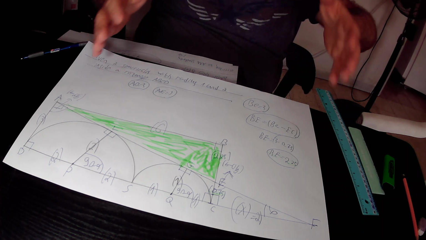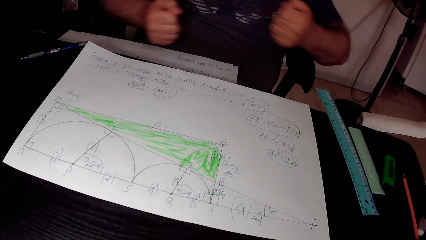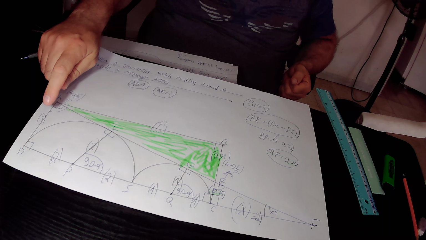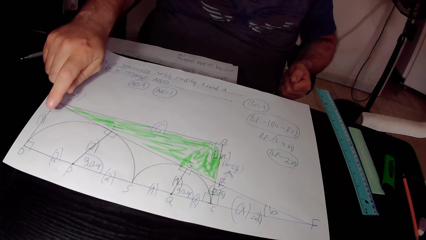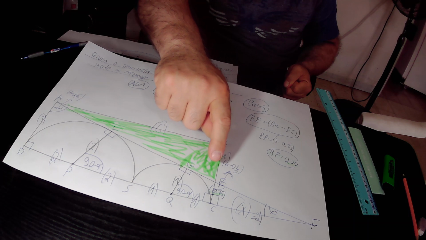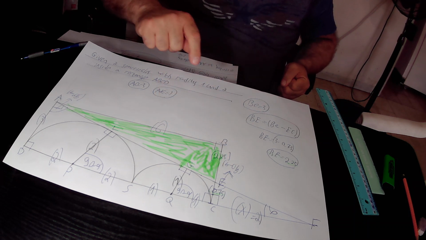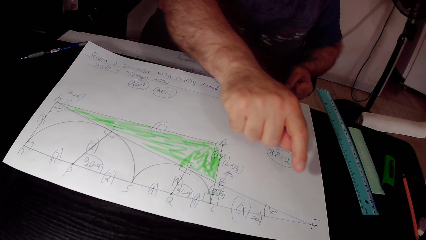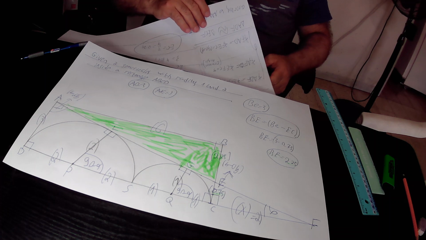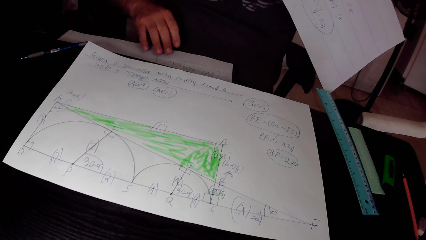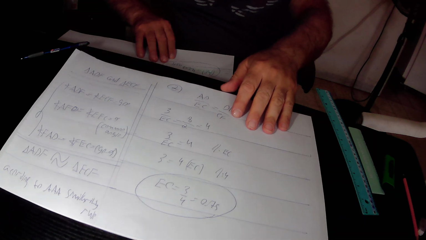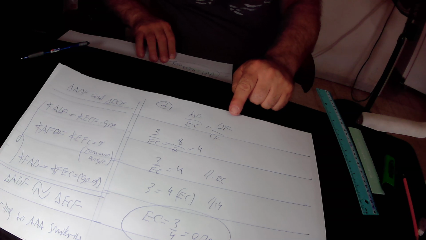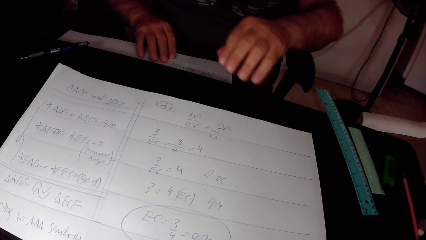And from the fact that those two right triangles are similar to each other, we derive that the following relationship exists between their sides. We derive that side AD in the big right triangle ADF over side EC in the small right triangle EFC equals side DF in the big right triangle ADF over side CF in the small right triangle EFC.